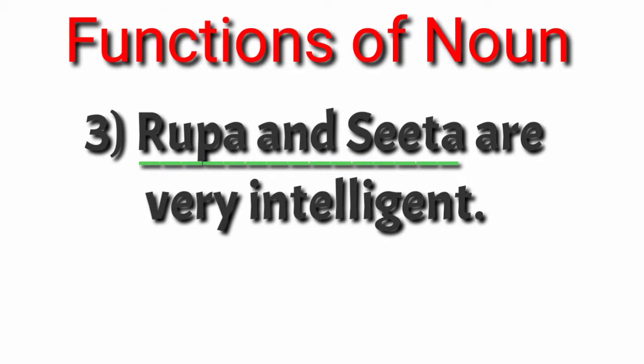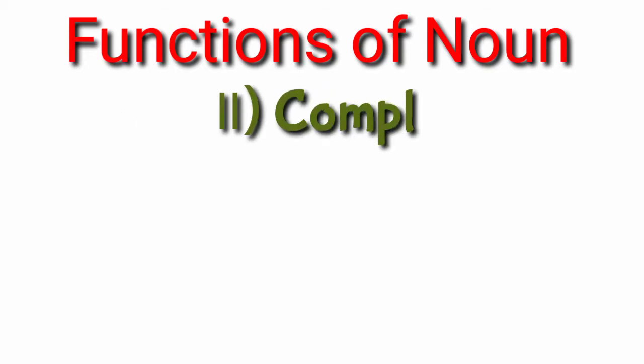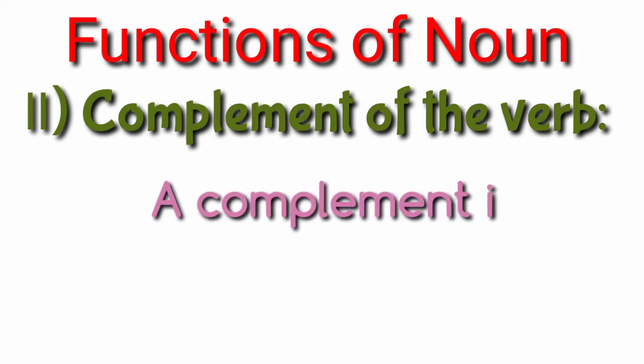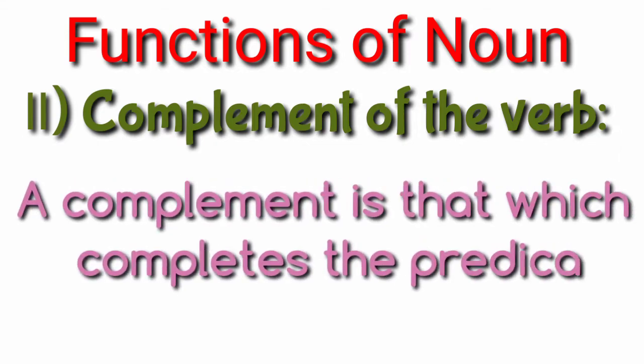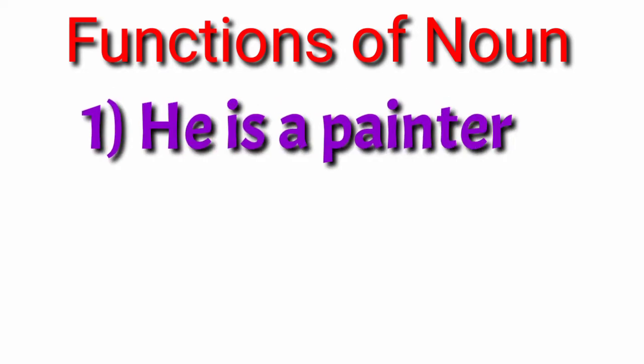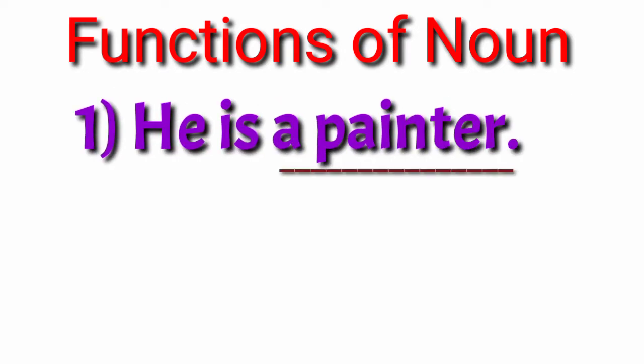Let us see the second use of a noun, complement of the verb. A noun is used as a complement of the verb. Then what is a complement? First we have to see. A complement is that which completes the predicate. A sentence is divided into two parts, subject and predicate, and the remaining part is called a complement. For example, he is a painter. A painter, this is the complement in the given sentence. This is the complement of the verb is.